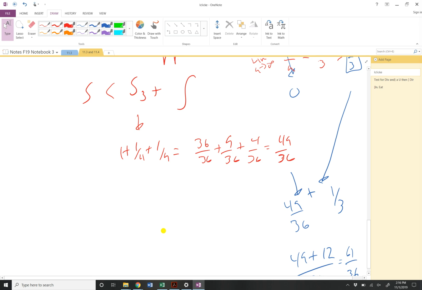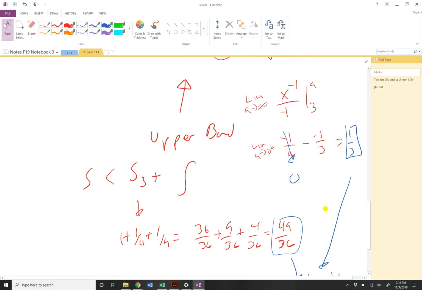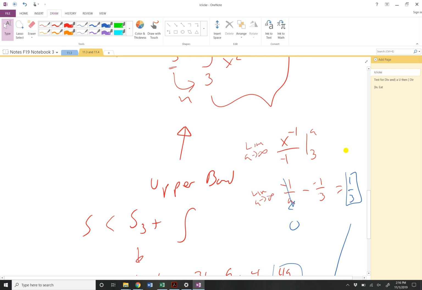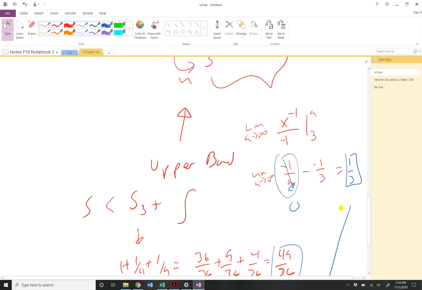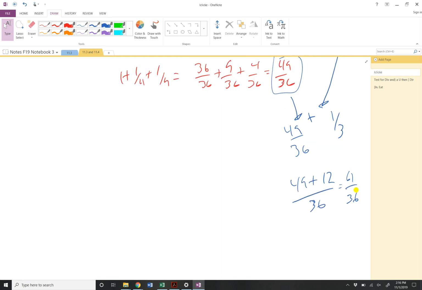So I got 61/36. Is that what you guys got? Okay. So I added up my first three terms, had to find a common denominator there. I got 49/36 for that. Then I calculated this improper integral, took the limit as a goes to infinity, and ended up with 1/3. This term here goes to 0. And so then you have to add 49/36 plus 1/3, get another common denominator, 61/36. Okay? All right. So that would be an upper bound.